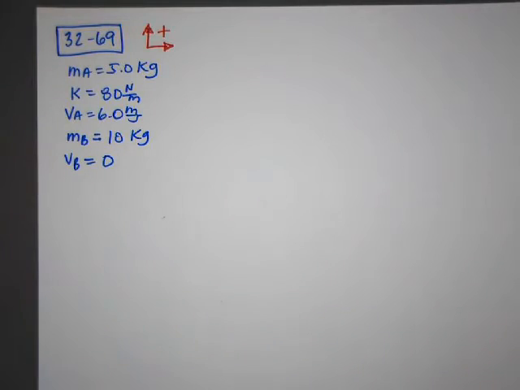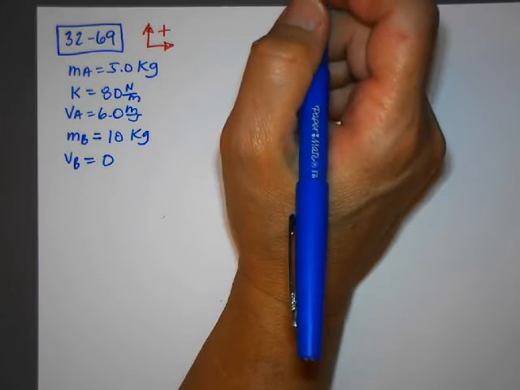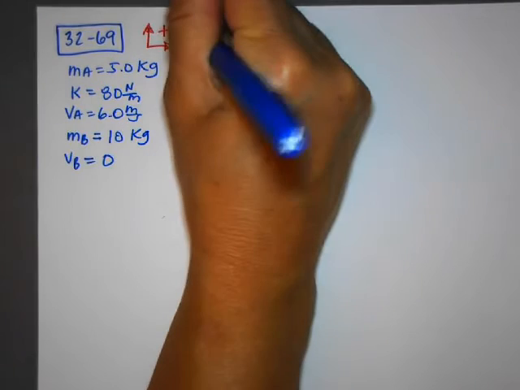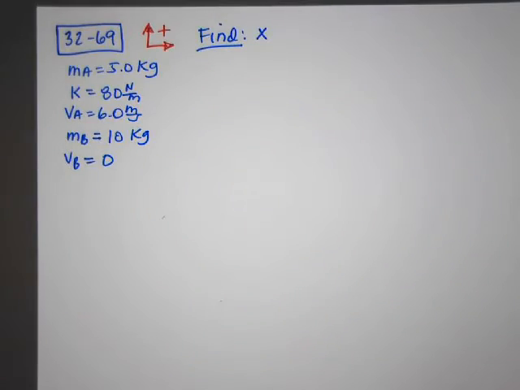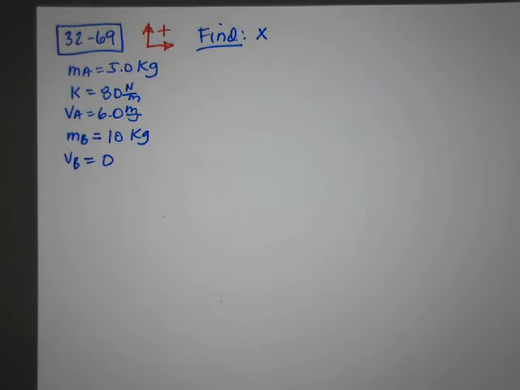All right, so first of all, what is the maximum compression? So we want to find X. Whenever we see a spring, there's two things that you're going to think of. You're going to think of either Hooke's law or the energy stored in the spring.